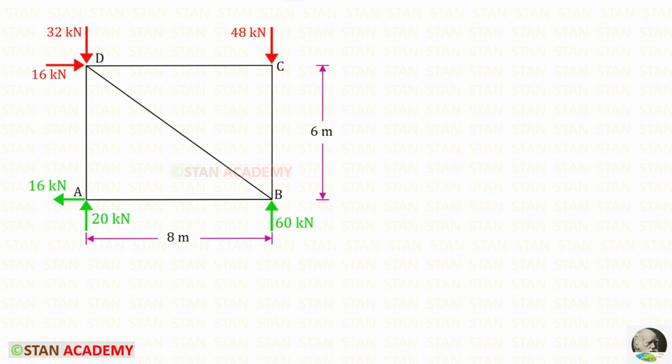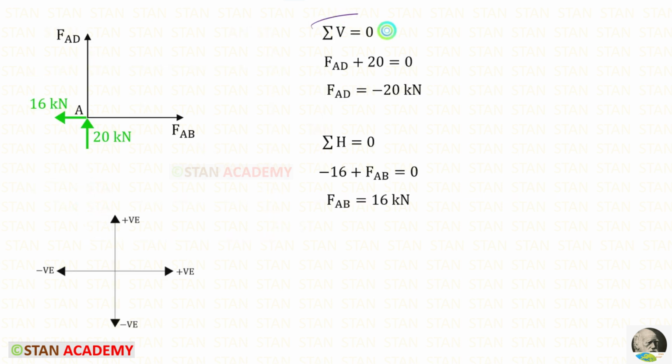Now we can find the member forces. First, I am going to take the joint A and find the member forces. First, let us apply this rule. FAD and 20 both are acting upwards, so both of them are positive. For FAD, we will get minus 20. Let us apply this rule.